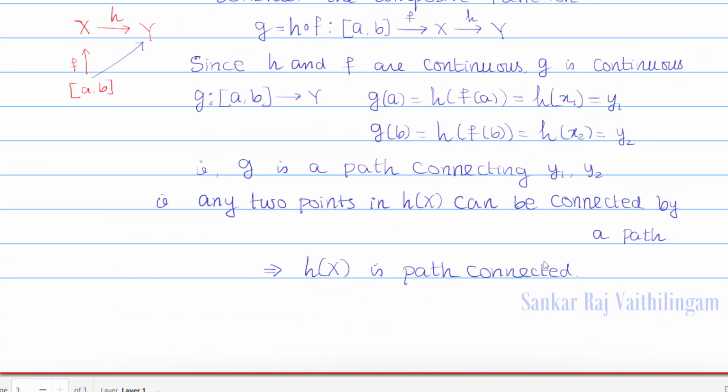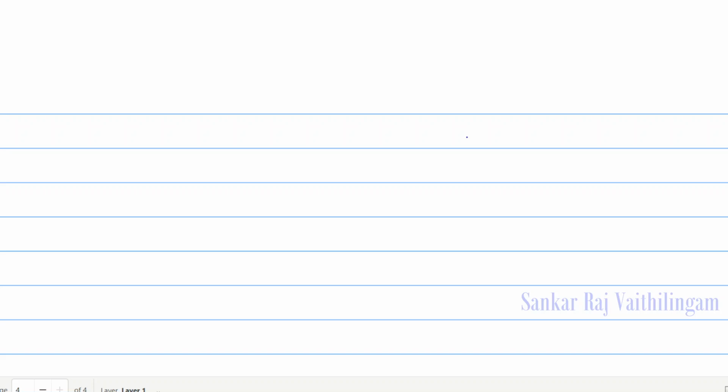We use this result to prove another interesting problem. We are going to show that S^(n-1), which is the set of all vectors x in R^n such that the norm of x is equal to 1.